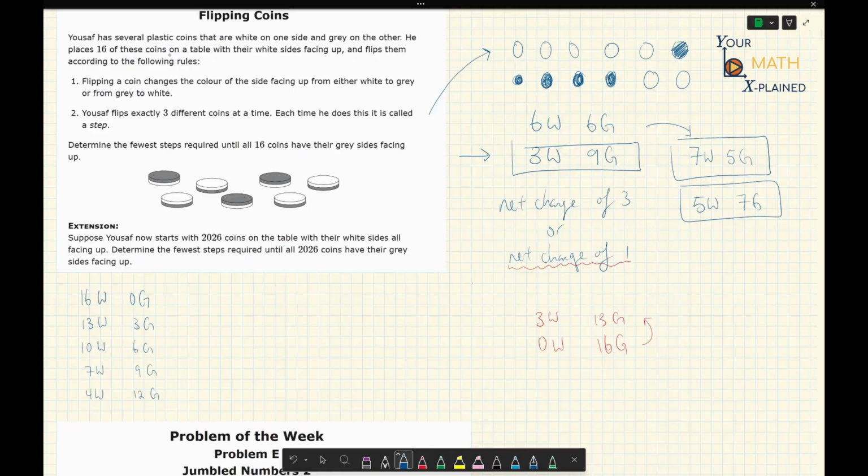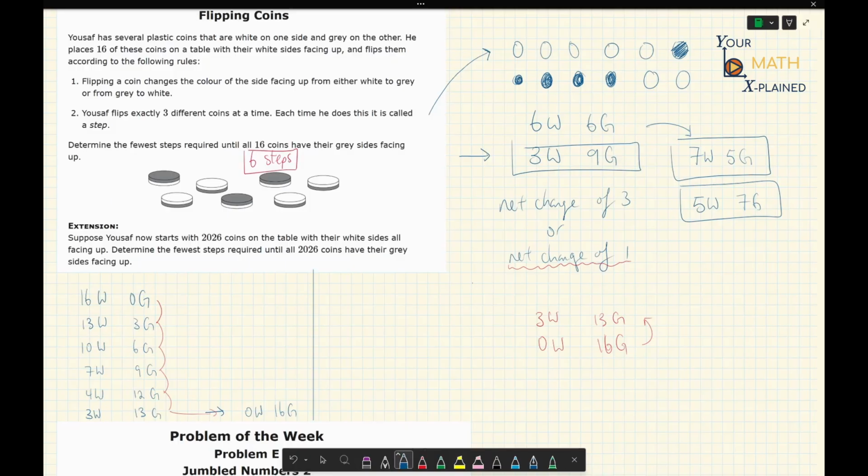So we've gotten ourselves into the situation where I've got 4 white and 12 gray, and looking at how I can do my net change, because I know that I can do a net change of 1, my next step would be to make it 3 white and 13 gray, so that I can get that second to last step, and then finally, my last step would make it 0 white and 16 gray. So counting the number of steps that we've got here, we did 1, 2, 3, 4, 5, and then that's the sixth step, the answer for 16 coins is 6 steps.